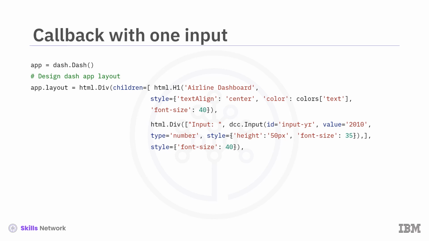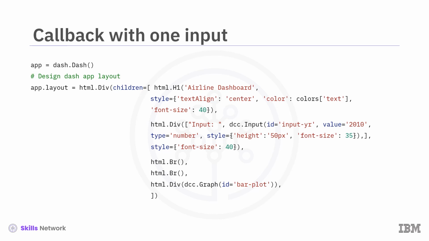the inputs and outputs of the application are simply the properties of a particular component. In this example, our input is the value property of the component that has the ID input-YR. By default, the value has 2010. We will update this value in our callback function. Lastly, we will add a division with a graph core component. The core component has bar-plot as ID, which we will update inside the callback function.